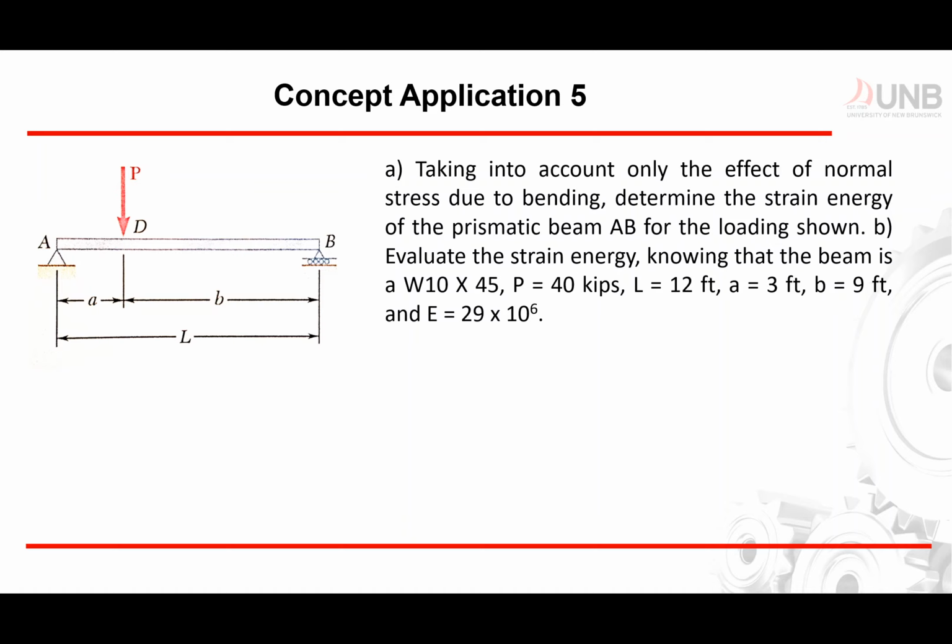Now, and then B, evaluate the strain energy knowing that the beam has these dimensions, and then P is equal to 40 kips, length AB, and E, which are these numbers. Now, in the first 4 problems, we used variables. In this case, once we calculate our strain energy, we can plug those numbers into our equation in order to find a solution to our problem. Now, let's solve this one here.